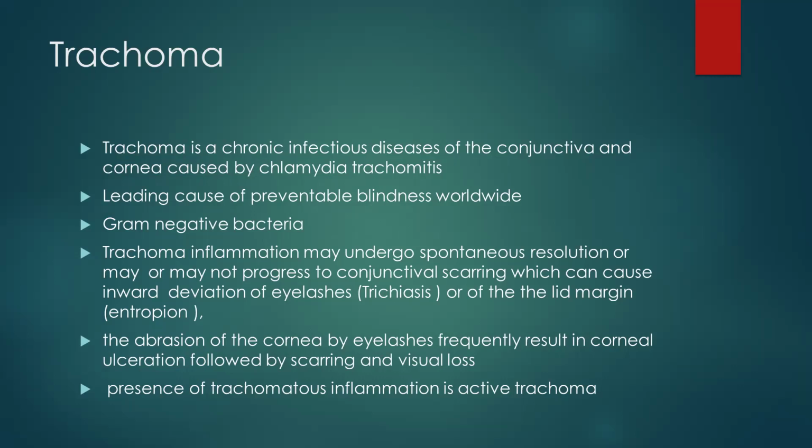Okay, so the trachoma inflammation may undergo spontaneous resolution or may progress to conjunctival scarring, which can cause inward deviation of eyelashes, which is called trichiasis, or of the lid margin, in which the lid margin is distorted. It is called entropion. The subsequent complication is the abrasion of cornea by eyelashes, which frequently results in corneal ulceration, which is followed by scarring and visual loss. And the presence of trachomatous inflammation is also called active trachoma.